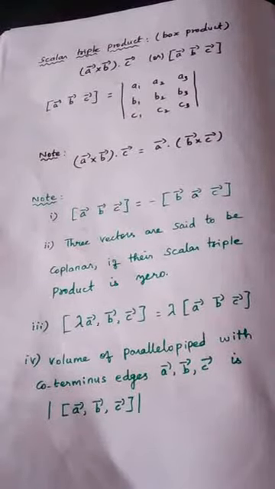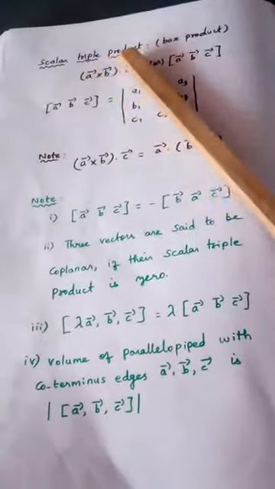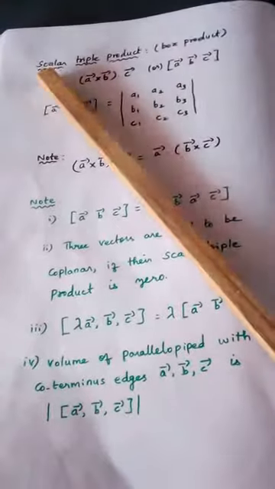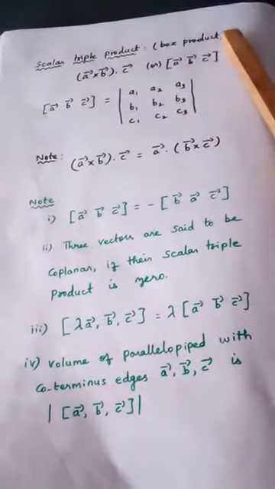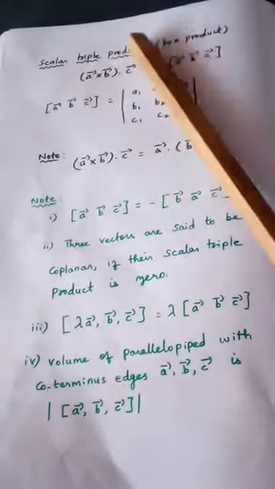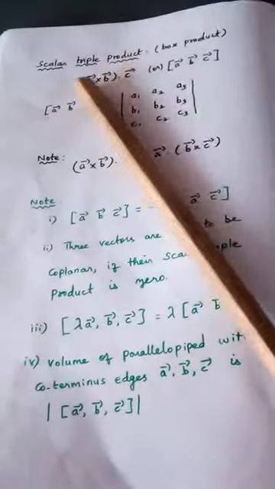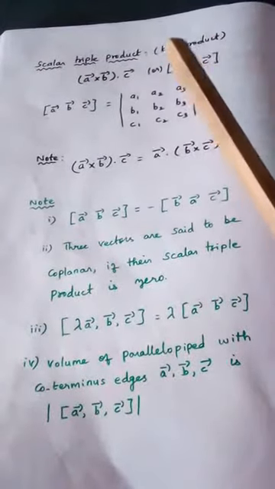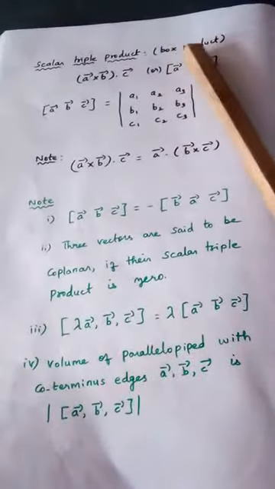Now the next heading is scalar triple product, or otherwise can be called box product. Scalar triple product or box product. We should actually write the definition, but just for example we will see and go. Scalar triple product means any vector expression of this format is called scalar triple product, or even I can say this is also scalar triple product. The other name given is box product.